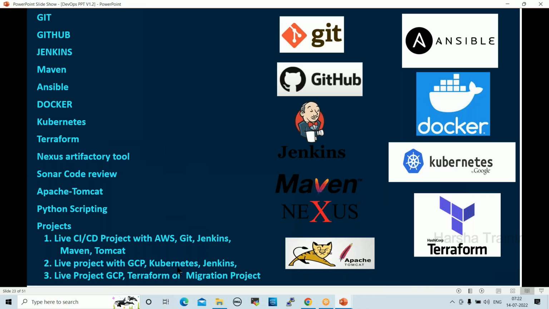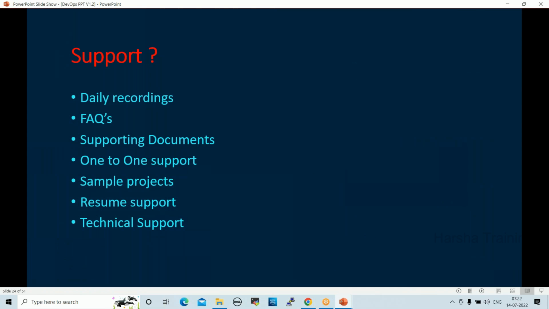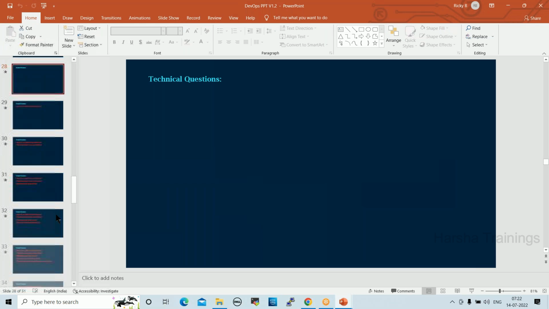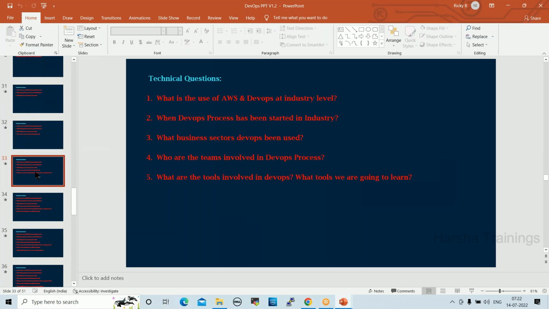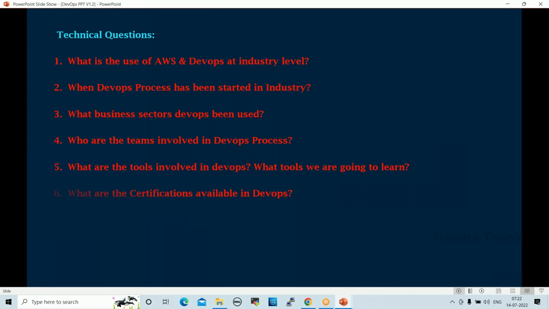So these are the tools we are going to learn. These are the important, very core tools. In DevOps, we have multiple tools. These are very popular tools, right? Most of the project teams are using these popular tools. Next question: what are the tools involved in DevOps? What tools are we going to learn? We discussed that already. Next one.